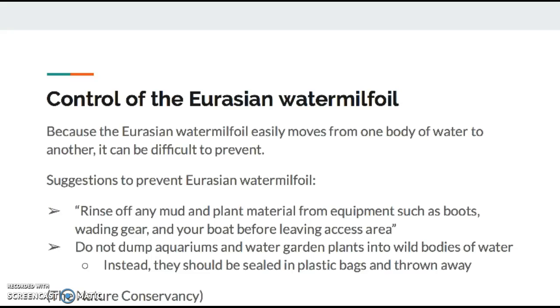There are some ways to control the Eurasian watermilfoil, but since it easily moves from one body of water to another, it is difficult to prevent. Some ways to prevent it is to rinse off any mud and plant material from equipment such as boots, wading gear, and your boat before leaving the access area. Another suggestion is not dumping aquariums and water garden plants into wild bodies of water. Instead, they should be sealed in plastic bags and thrown away.